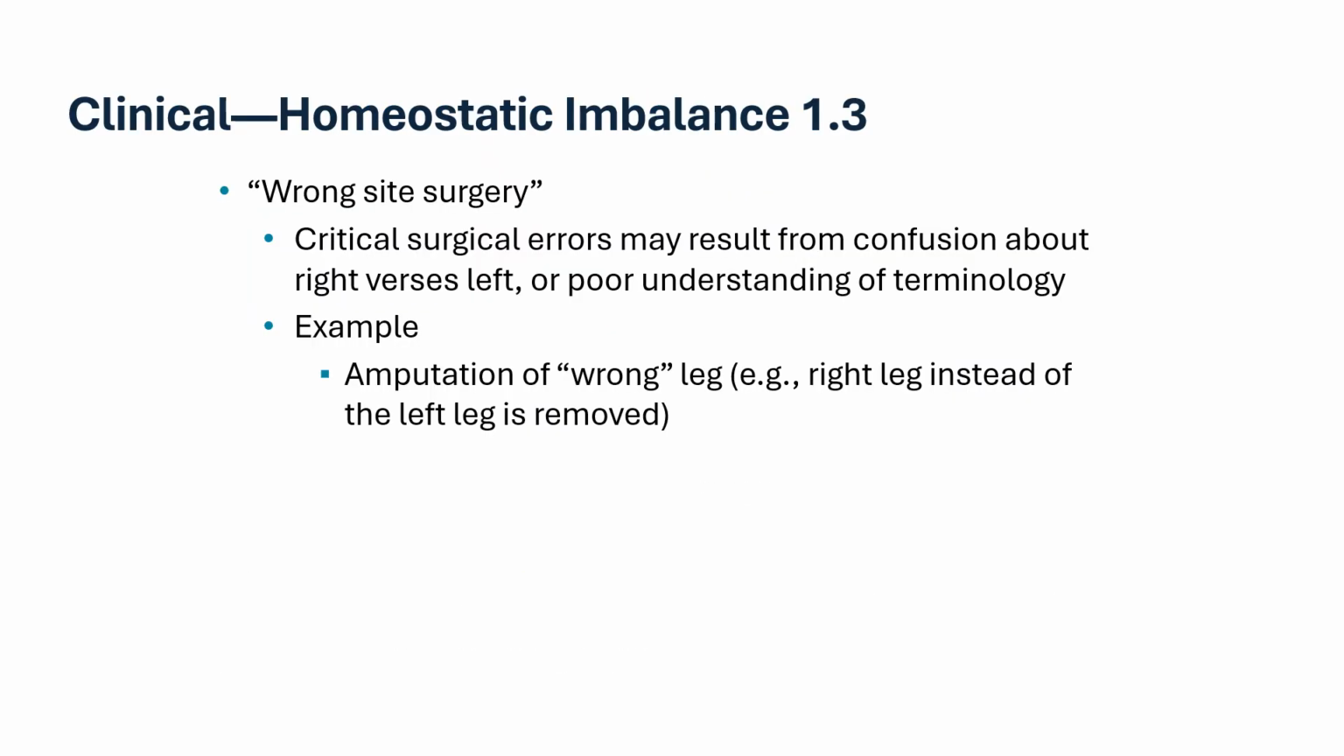All right. So when we have errors, you can have surgery on the wrong site. Critical surgical errors may result from confusion about right versus left, poor understanding of terminology. Example, amputating the wrong leg, doing the right instead of the left, because you were talking about your left, not the patient's left. Okay, so these are very important to be using these terms in your daily terminology if you can.